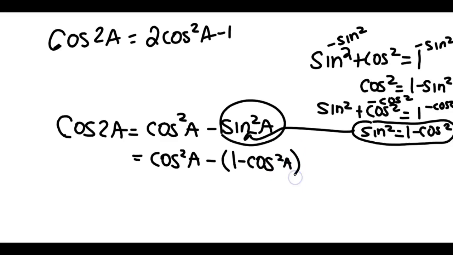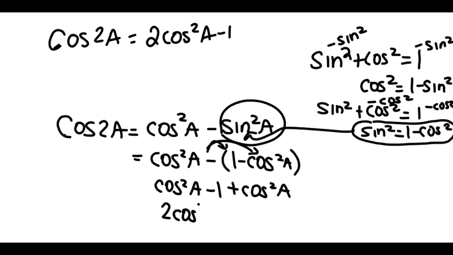And I should put an A in there just because we have an A. So all I did was replace my sine squared with what it could equal. Now if we multiply in, we're multiplying in a negative, so we get cos squared A minus 1 plus cos squared A. And so you've got 2 cos squareds, and you have a minus 1. And you'll notice that's what we said it would equal. So that's where they get those other parts of the formula from.